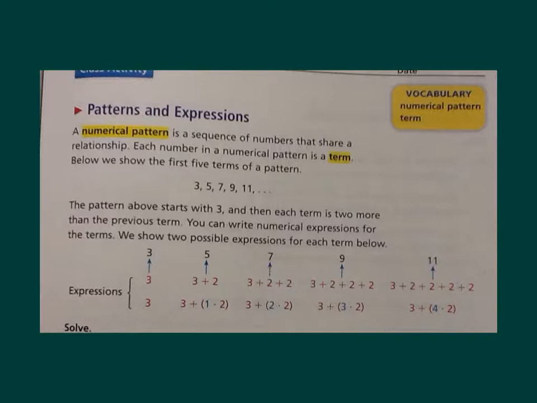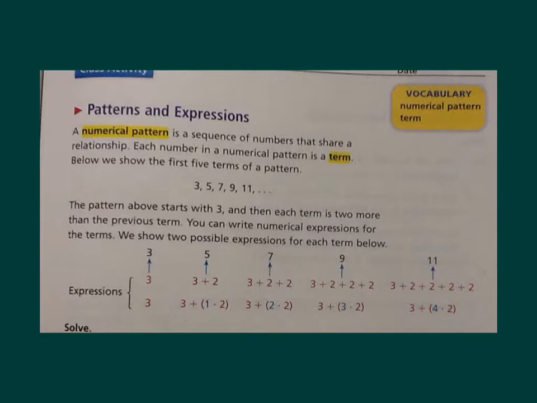And the sequence of numbers shares some kind of relationship. Each number in the sequence is called a term. So in the pattern that you see right there, there is a 3, a 5, a 7, 9, and 11. There are 5 terms in that sequence right now in that pattern. And the first term is 3, the last term shown is 11.